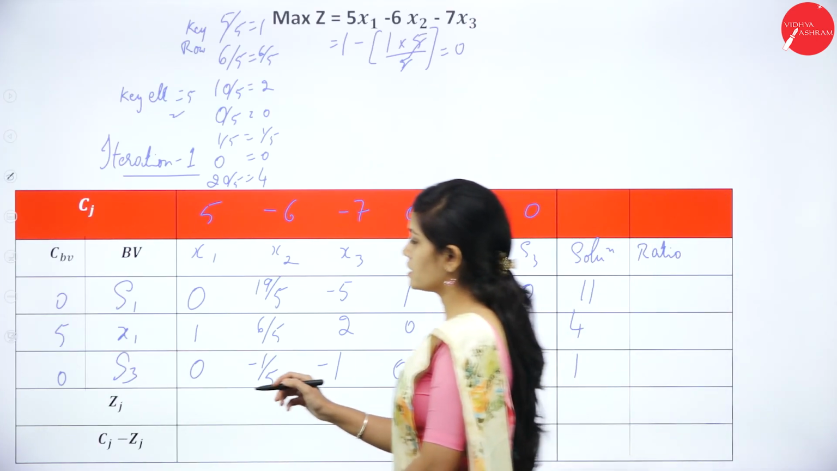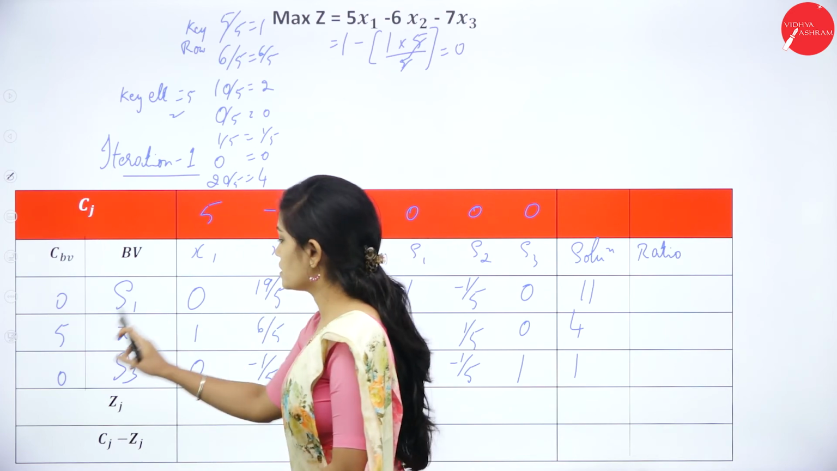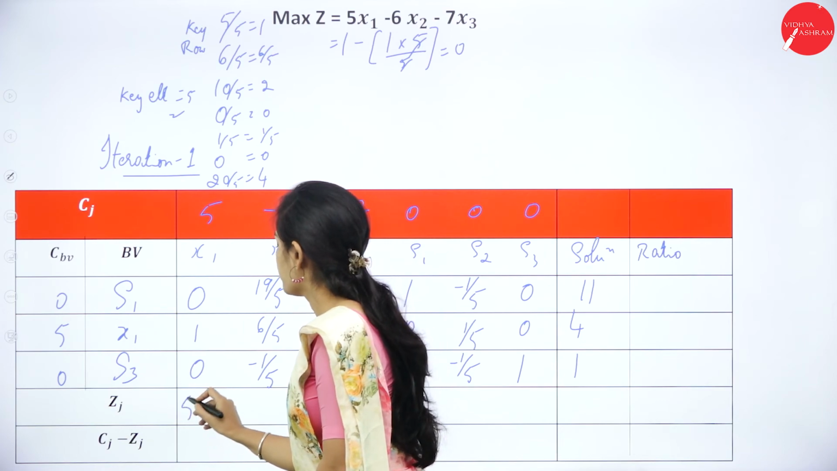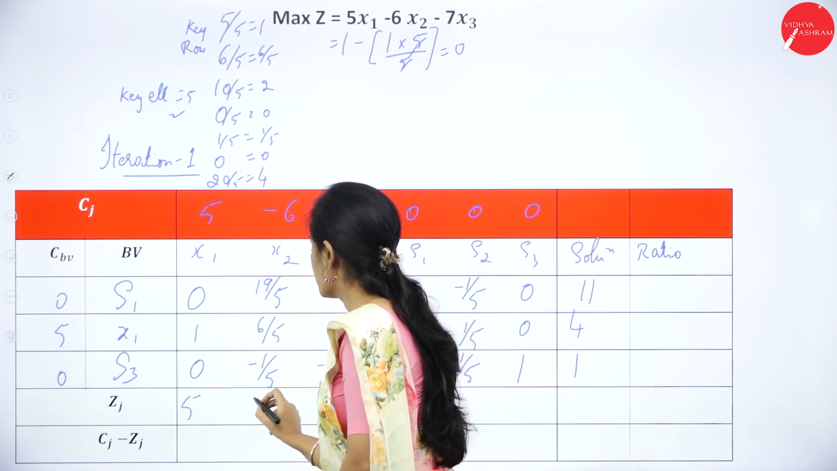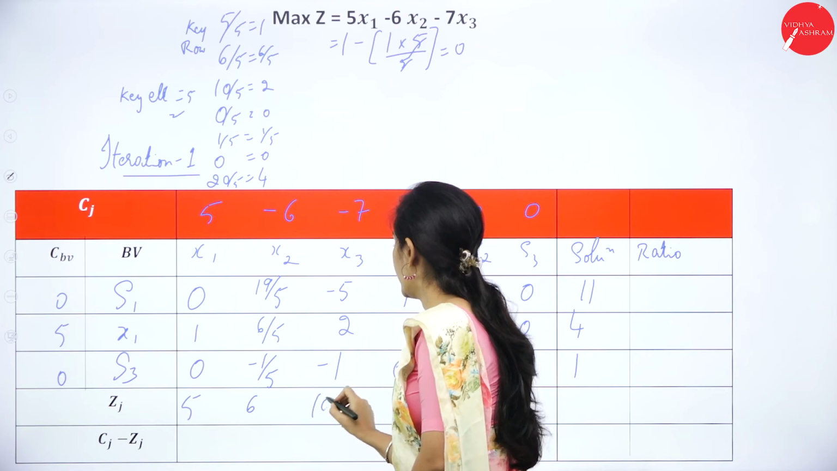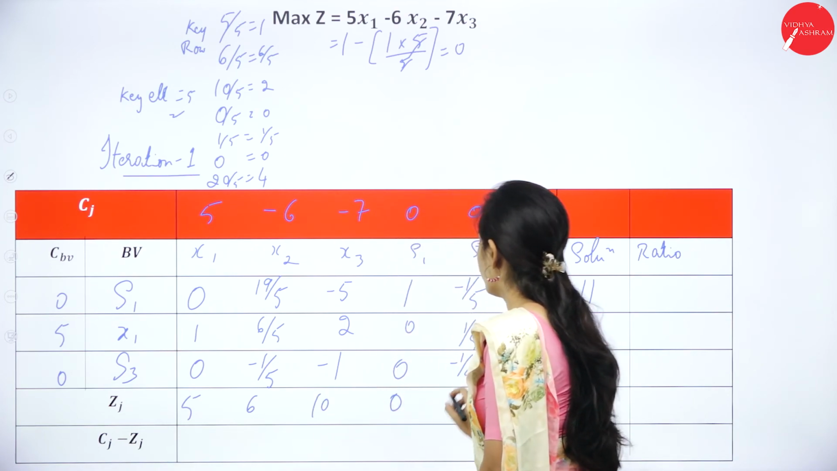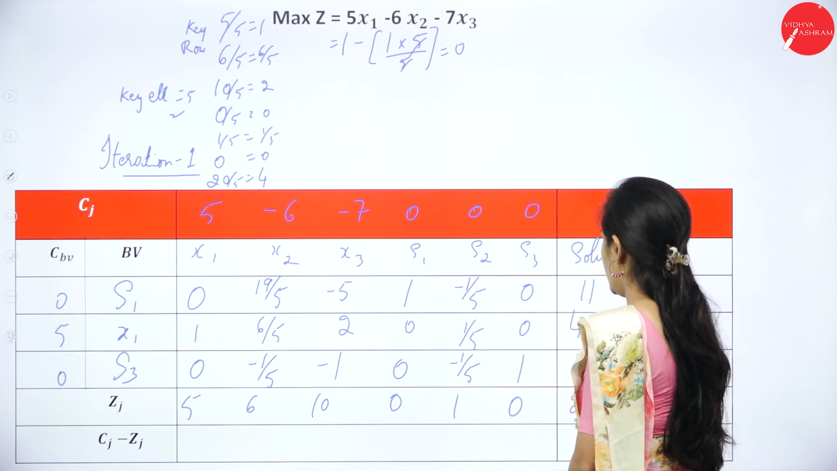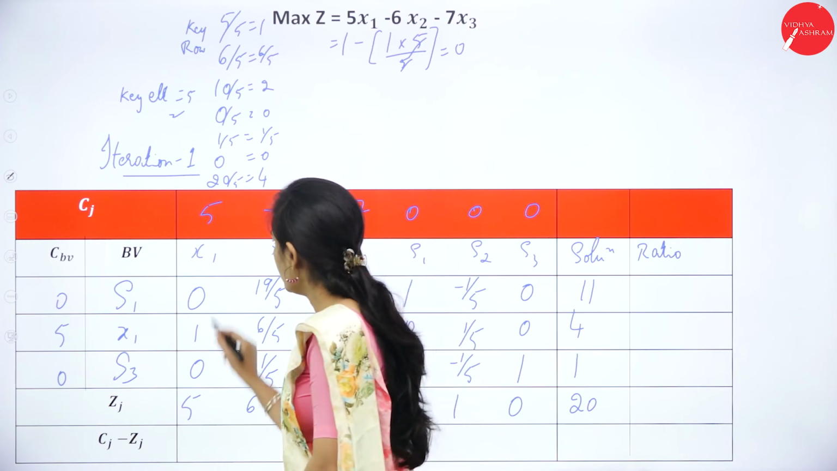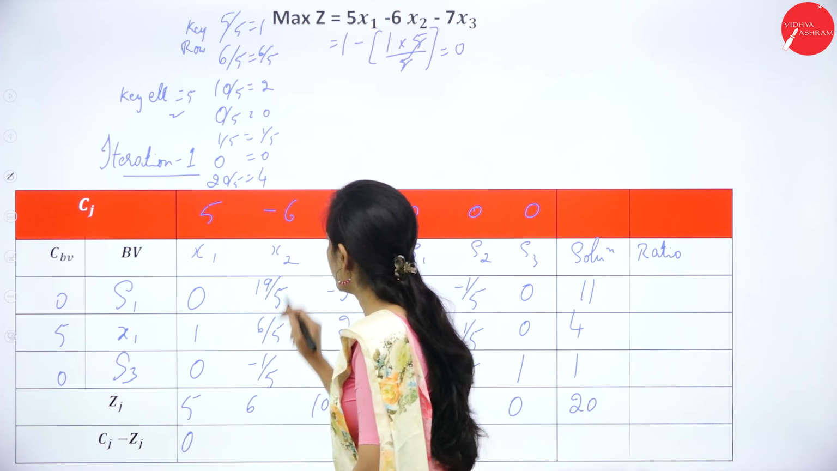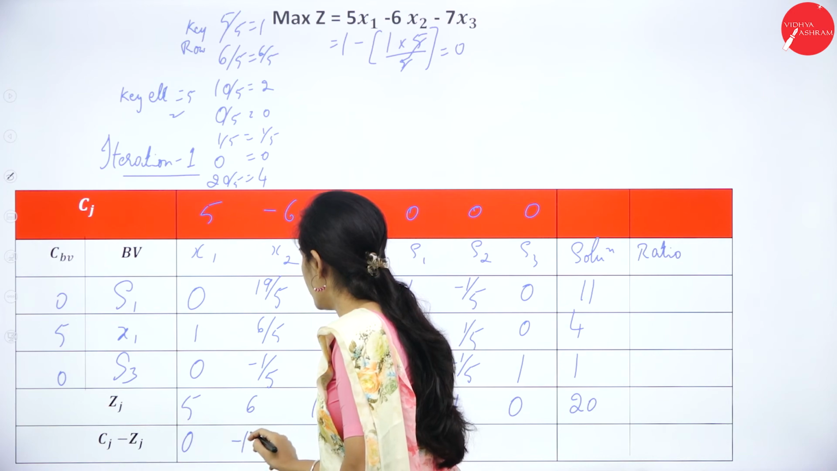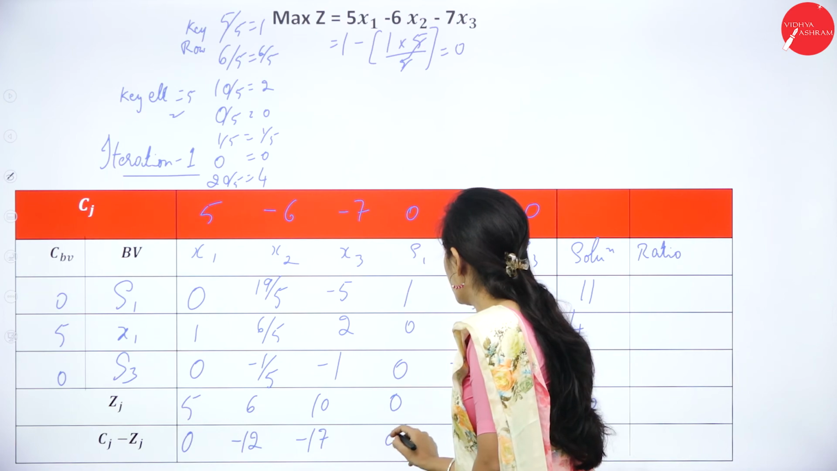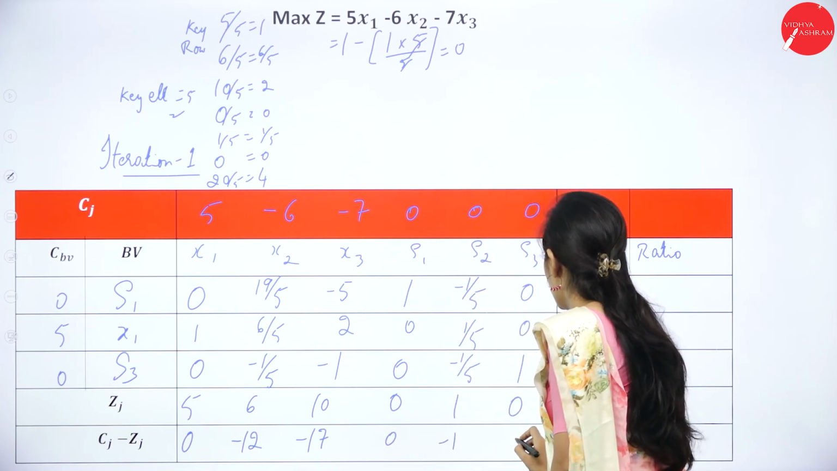So now you can find this Zj value. 0 into any number is 0. So we have one more value. 5 into 1, 5 into 6 by 5 it is 6, 5 into 2 it is 10, 5 into 0 is 0, 5 into 1 by 5 it is 1, 5 into 0 is 0, 5 into 4 is 20. Now we can find Cj minus Zj. 5 minus 5 is 0, minus 6 is minus 12, and minus 7 minus 10 is minus 17, 0 minus 0, 0 minus 1, 0 minus 0 is 0.